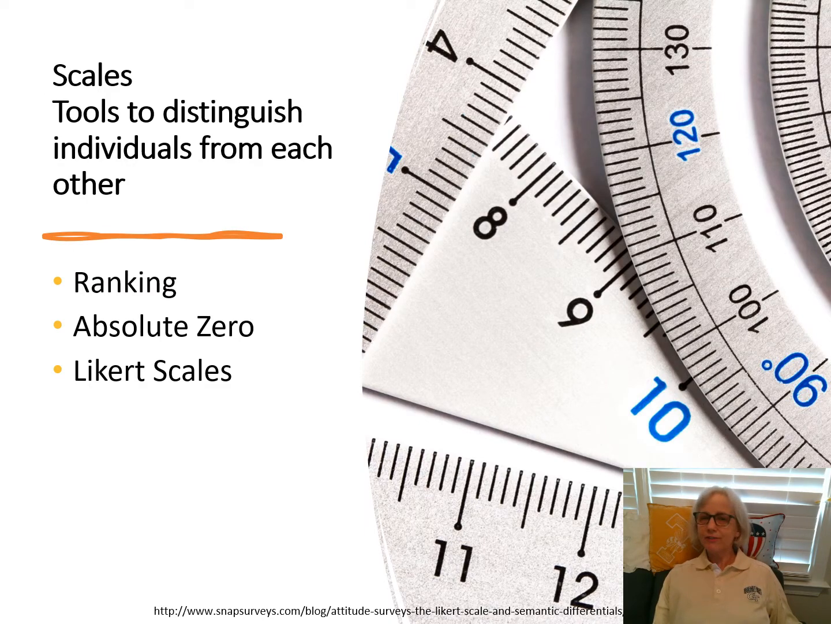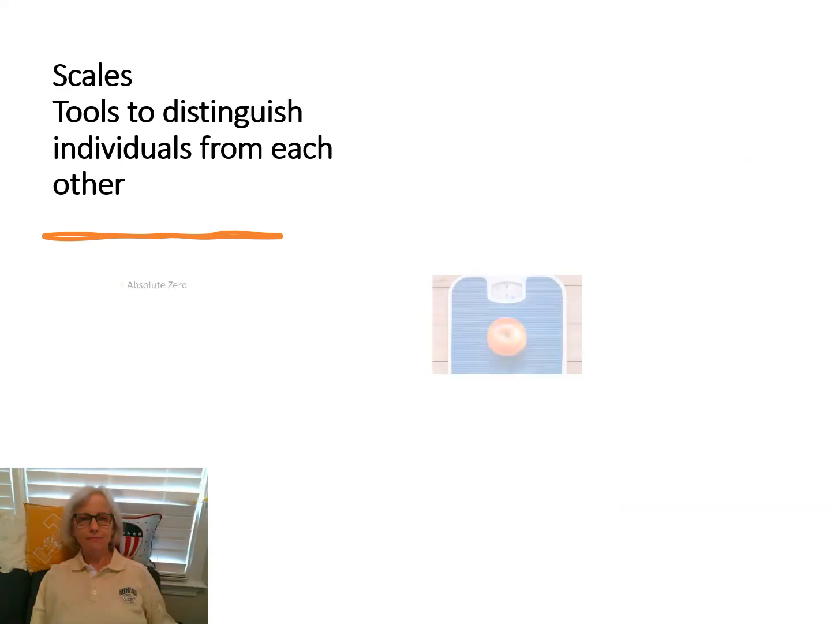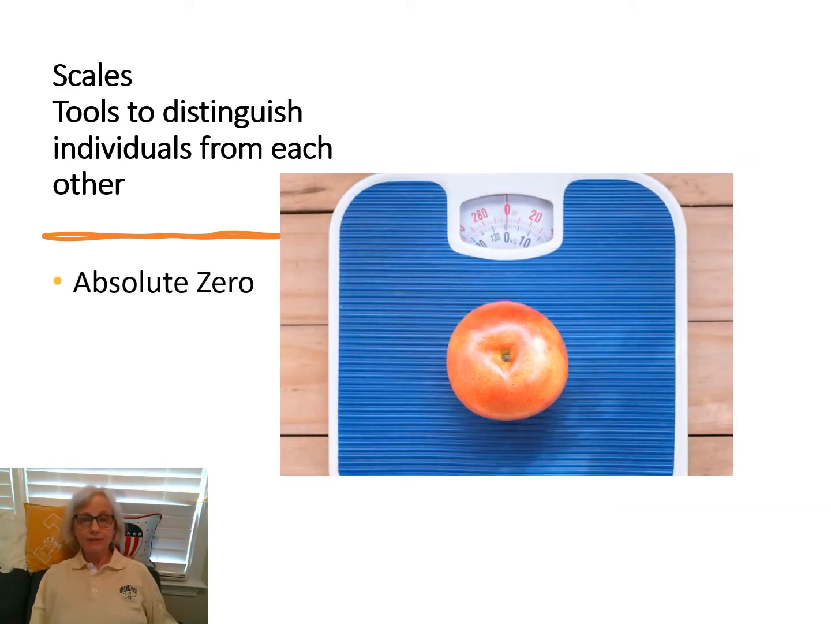There are numerous scales that allow you to distinguish individuals from each other, including ranking, absolute zero, and Likert scales. Ranking puts items in order. For instance, I rank Breyer's Cookies and Cream number 1, Klondike Minis number 2, and Snickers ice cream bars number 3. But they're all chocolate, so it's all good. Scales have an absolute zero. Everyone starts at the same place, assuming the scale is accurate and is recalibrated between weighing. For me, I use whichever scale weighs me the lowest.